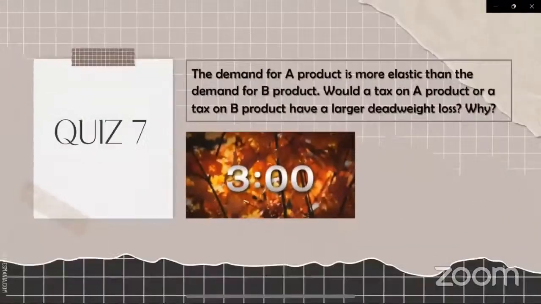It's quiz time. The seventh question is, the demand for product A is more elastic than the demand for product B. Would a tax on beer or a tax on milk have a larger deadweight loss? Why? Still the same, you have 3 minutes to answer it in the chat box. It starts from 3, 2, 1, go.